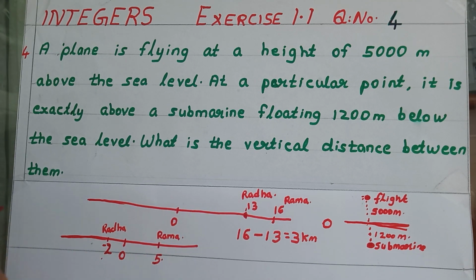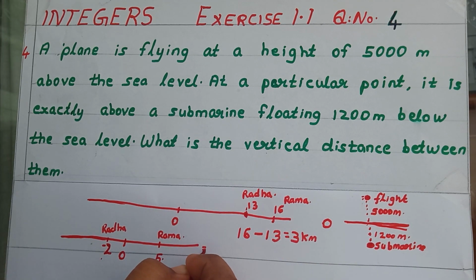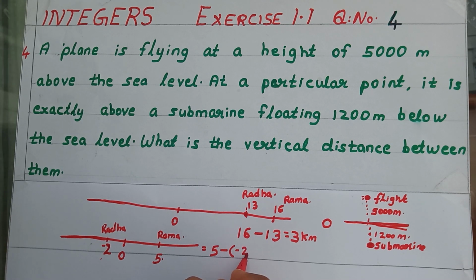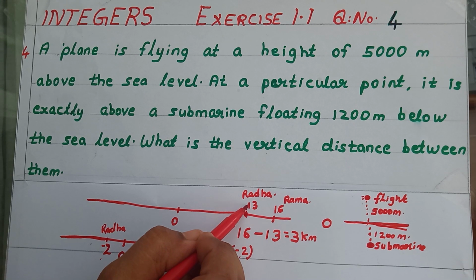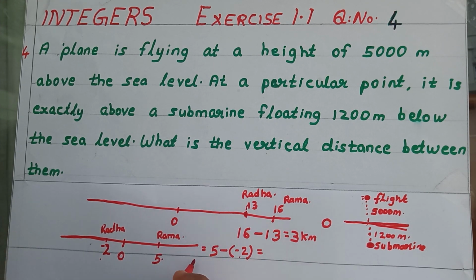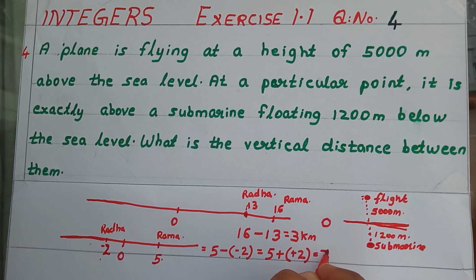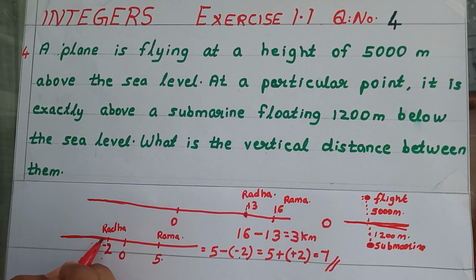In the same way as we did earlier, we can find the distance between Rama and Radha by subtracting, 5 minus minus 2, isn't it? Minus 2 is coming, 5 is coming instead of 16 and here minus 2 is coming instead of 13. So how can we subtract these two numbers? Subtraction should be changed into addition and we take the additive inverse of the second number. Additive inverse of minus 2 is plus 2. So 7 is the distance between Rama and Radha. Okay.